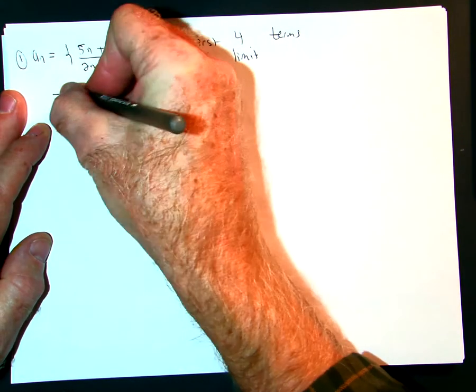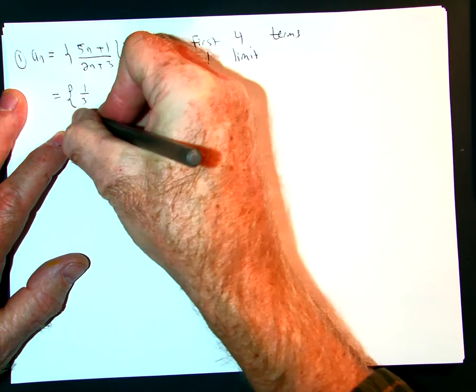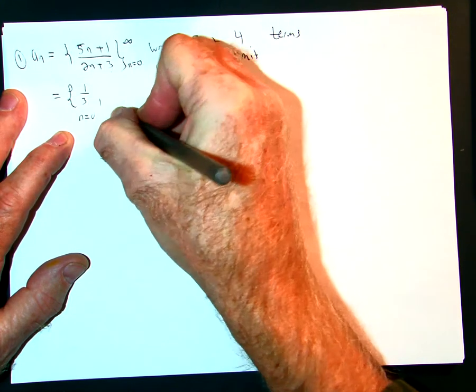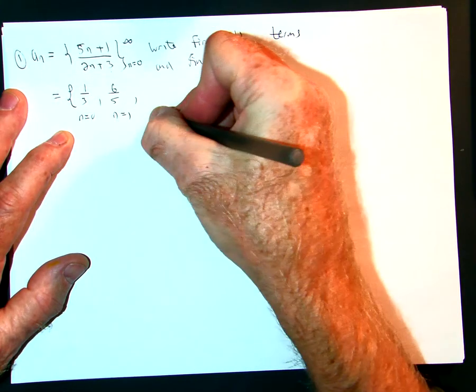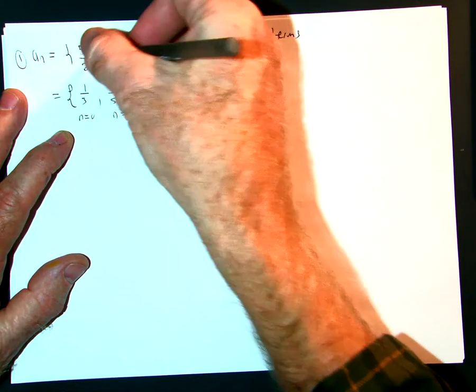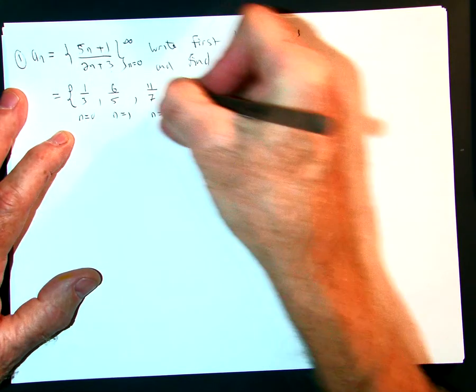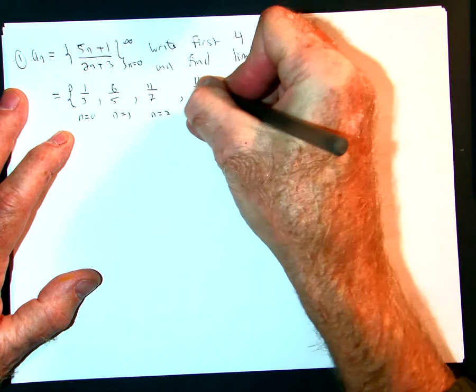Well, my first four terms, when n is equal to 0, I get 1/3. When n is equal to 1, I get 6/5. When n is equal to 2, I get 11 over 2 times 2 is 7. So you can see the pattern. I'm increasing the top by 5 and the bottom by 3.